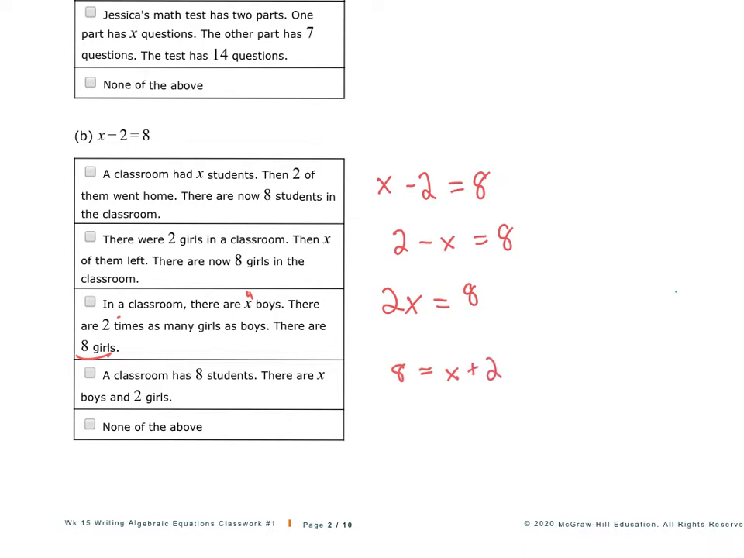Looking at this, which of these equations is X minus 2 equals 8? This first one, and that's the only one. The second one would be the opposite. These are not the same. You can't flip the numbers in a subtraction problem like that.